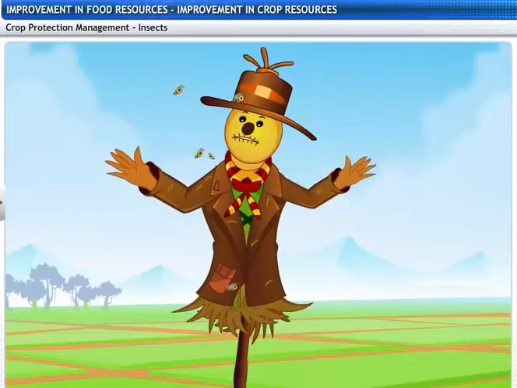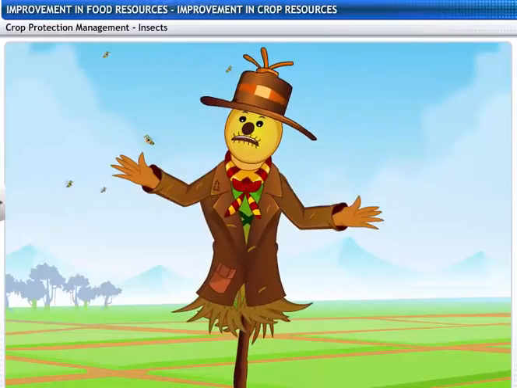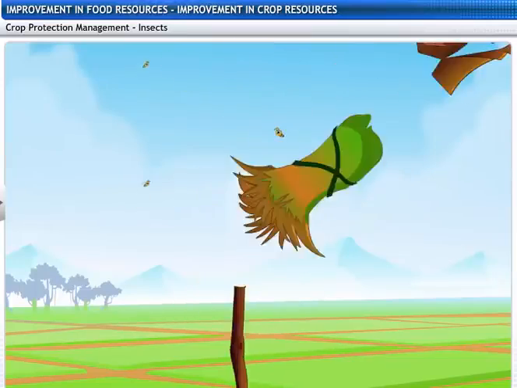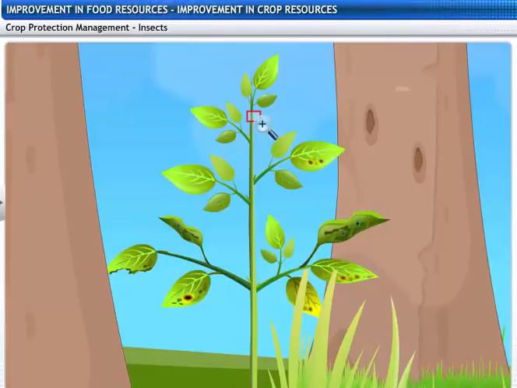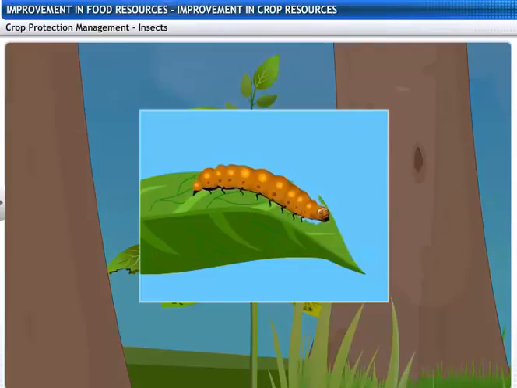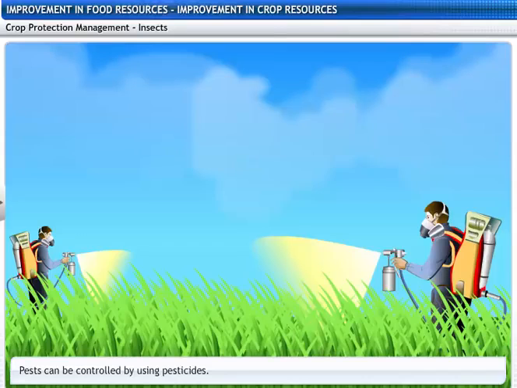Oh no! What are these? Somebody help me! Please! These insects are called pests. They damage the crops. Generally, pests attack plants and reduce their yield. They cut the root, stem, and leaves, suck the cell sap, and bore into the stem and fruits. Pests can be controlled by using pesticides.